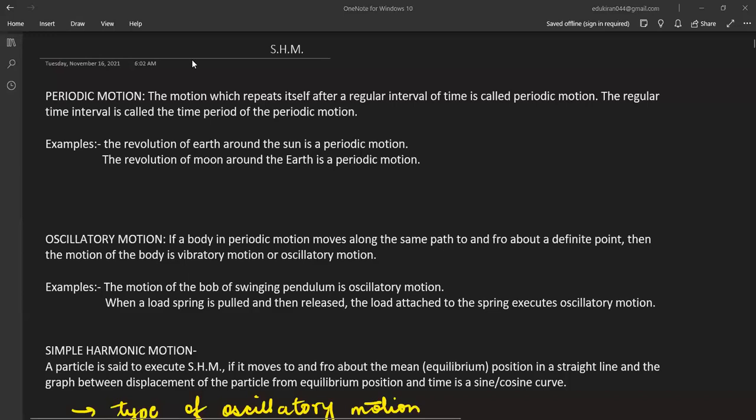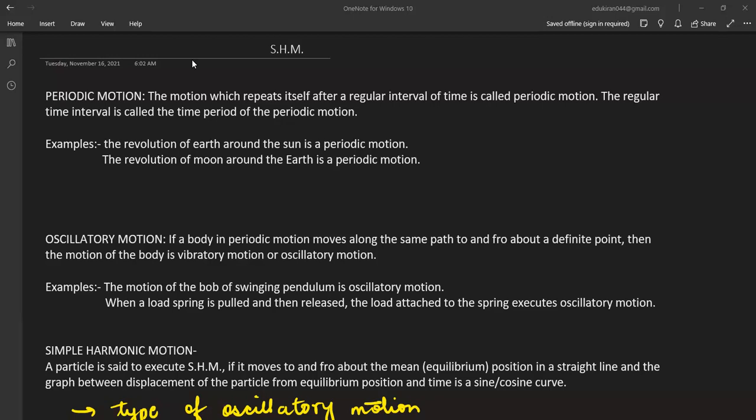See, SHM, simple harmonic motion. So there are two things that occur apart from simple harmonic motion. One is periodic motion, one is oscillatory motion. So the motion that is just repeating itself after a regular period of time, that we call periodic. From the term periodic only you can derive that this is related to time period.